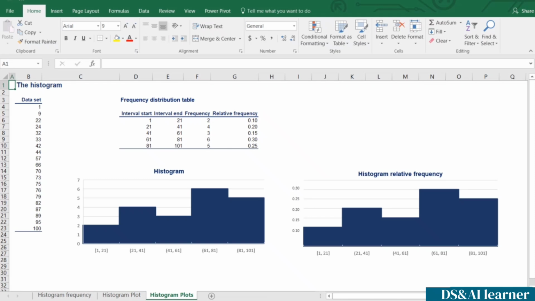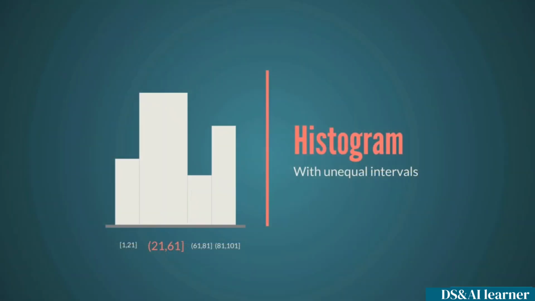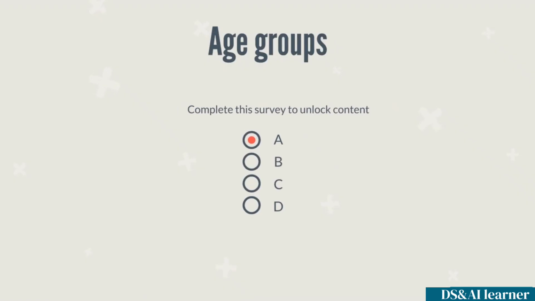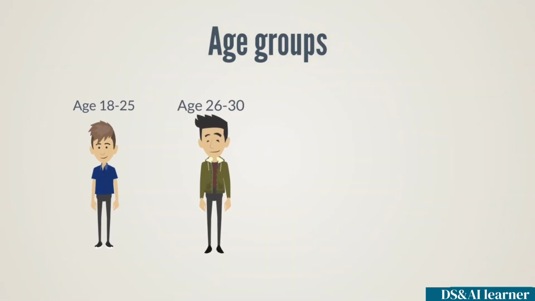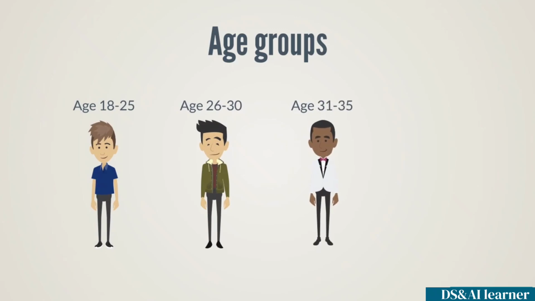There is one last thing to note here. We may create a histogram with unequal intervals. An example is designing age groups. You've likely completed some survey where you were asked about your age and the possible answers were 18 to 25, then 26 to 30, 31 to 35, and so on until 60 plus.